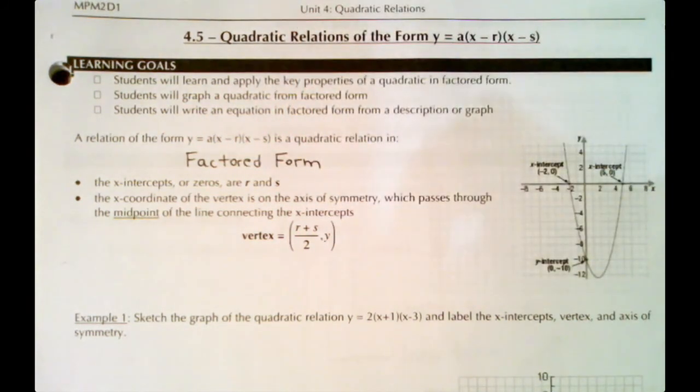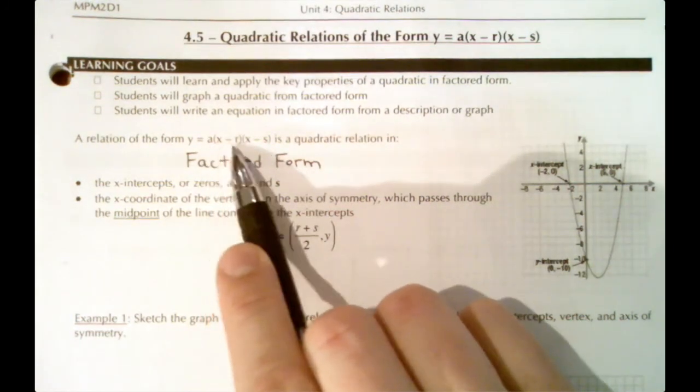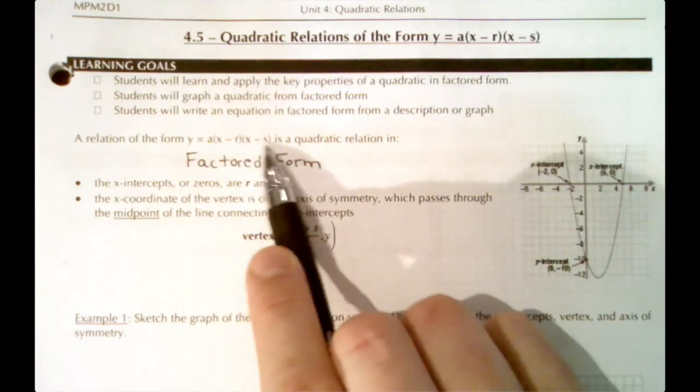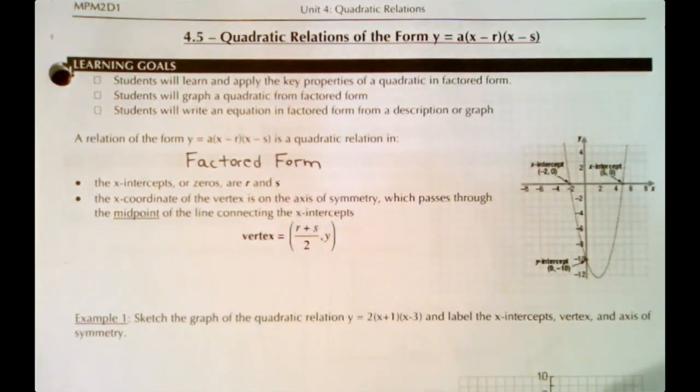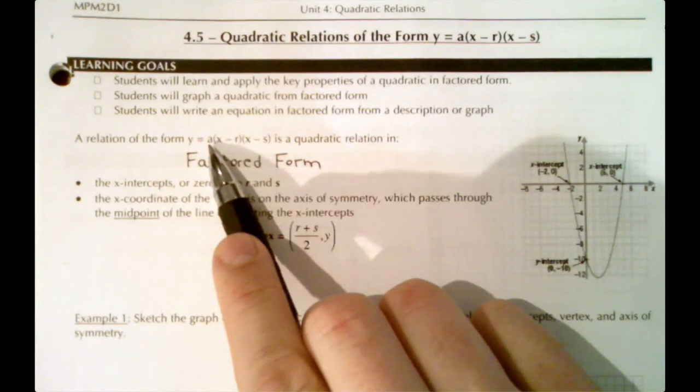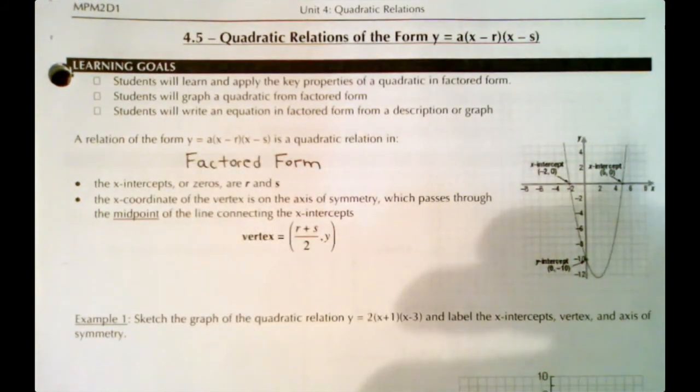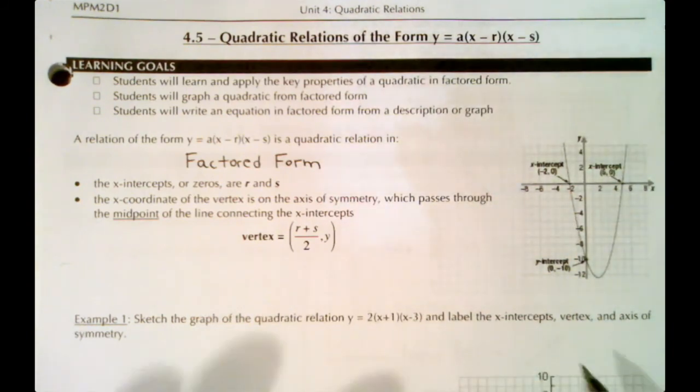And in factored form, instead of having an ax squared term, or that bracket with the squared on the outside, we have two brackets. We have an a, and then we have an x minus something, and then we have another bracket, and then we have an x minus something else. The a represents exactly what you think it would represent. It's the stretch or compression or reflection factor. It's the same as the a in every single form of a quadratic. The a doesn't change. It means the same thing in every form. The r and the s are the things that are new.